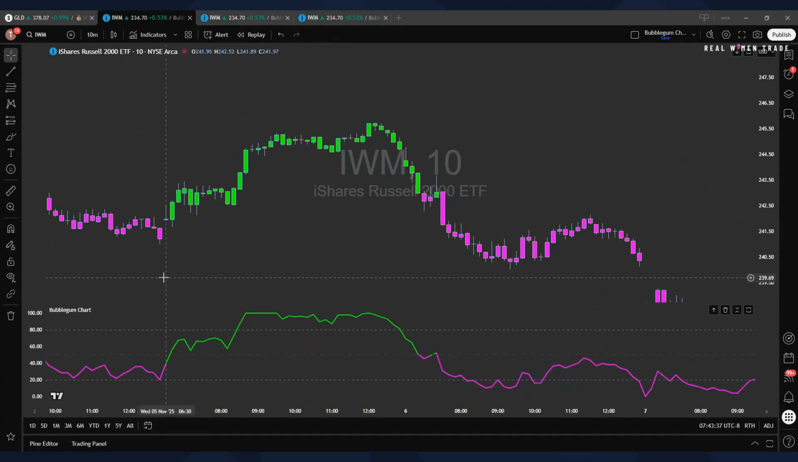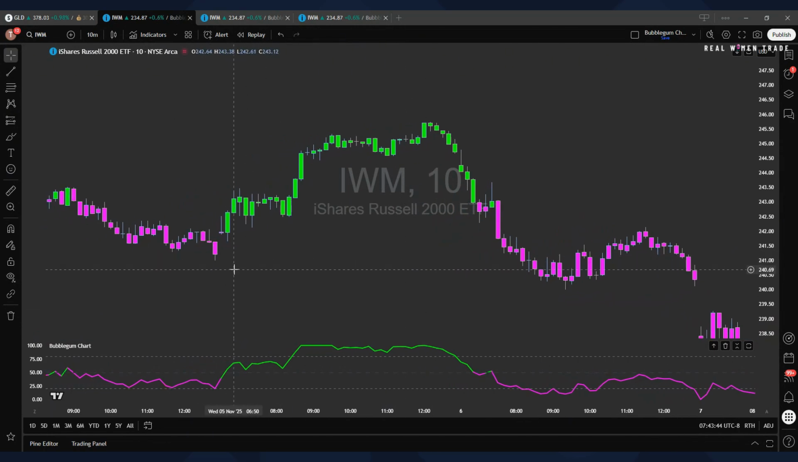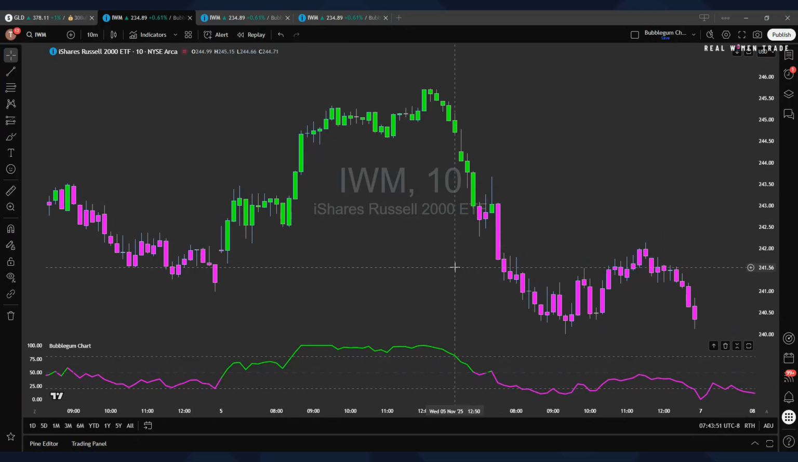This is November 5th, and I'm going to make this a little lower. So in the morning, we have a gap up, but the color is still pink. So we would wait to see what's going to happen. And then at the end of this green candle, we can see that our BubbleFlow is moving to the upside. So we would go long at the end of the candle, or the close of the candle right here.